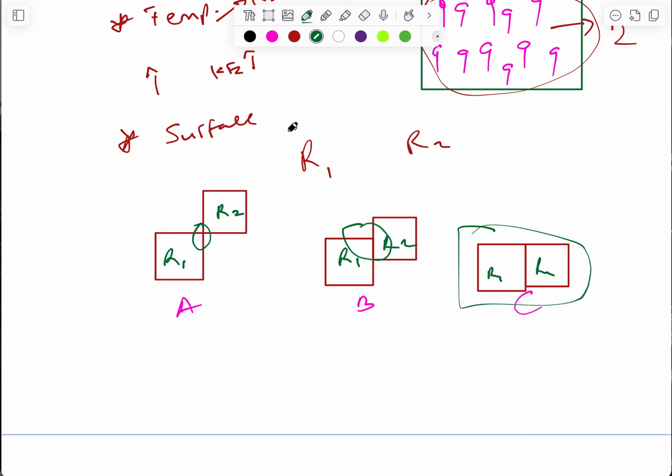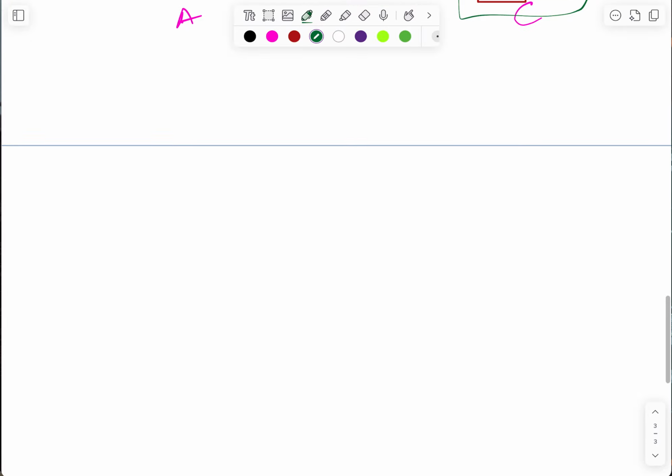So when you increase surface area, you're actually increasing the rate of chemical reaction. Why? Because you are exposing more of the particles that are reacting together. You are exposing them to be able to react much better. And that is how surface area affects the rate of chemical reaction. The next one is the introduction of catalysts.